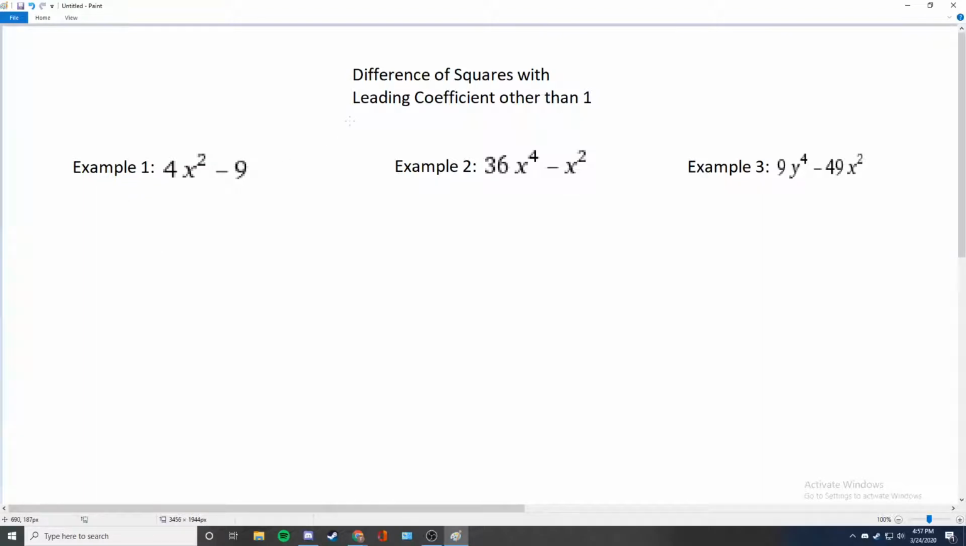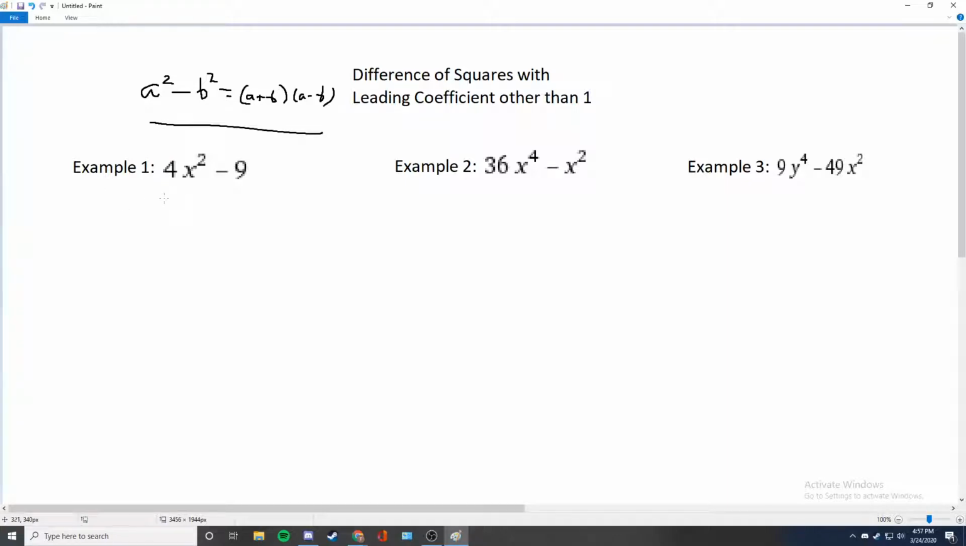go over difference of squares factoring with leading coefficient that's other than 1. So, difference of squares, remember, is that a squared minus b squared equals a plus b times a minus b. That'll be the general form that we want to use.